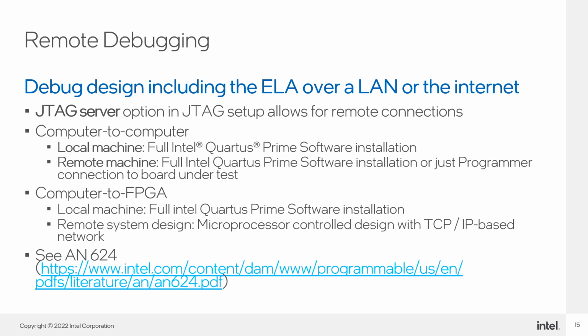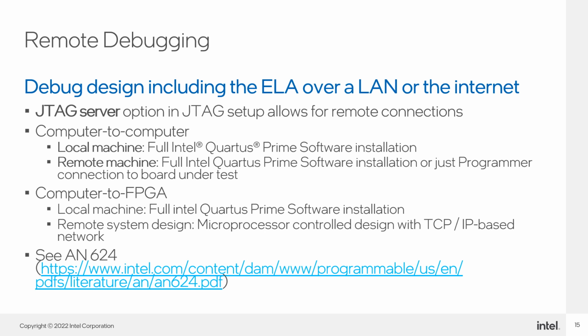For this setup, the local machine you will work on must have a full Intel Quartus installation. The remote machine must be set up with a connection to the board under test, typically a JTAG connection using a USB Blaster, and either a full Intel Quartus installation or just the Intel Quartus Programmer. The JTAG server feature is then enabled on the remote machine in the JTAG setup found in the Signal Tap file window or the Intel Quartus Programmer, allowing the local machine to connect to the remote machine. You can then run the logic analyzer as if you were sitting in front of the board under test.